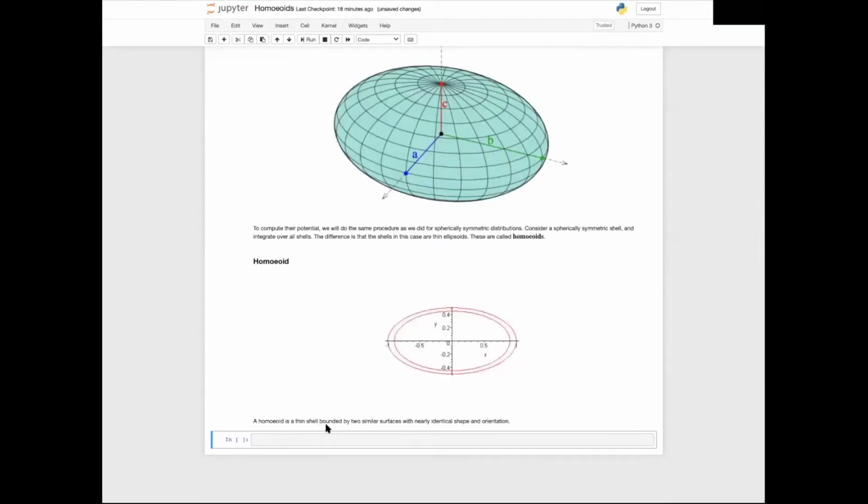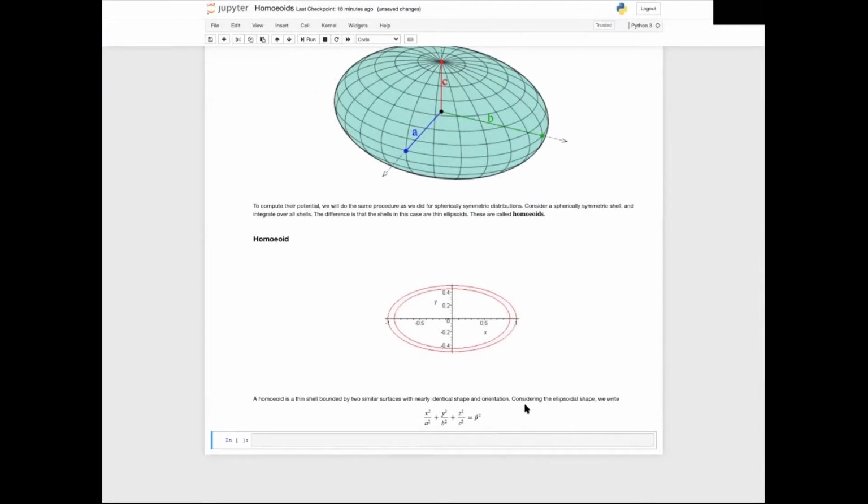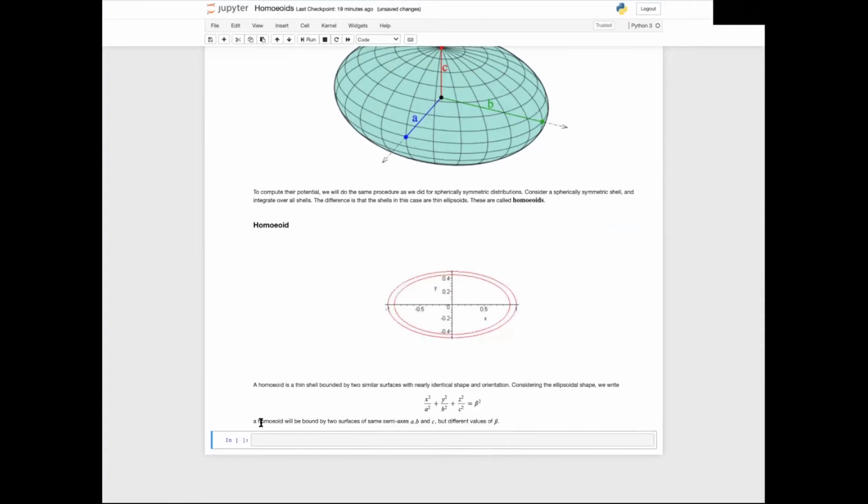A homoeoid is a thin shell that is bounded by two similar surfaces with nearly identical shape and orientation. What is shown here is a cross-section of a homoeoid, like the two-dimensional section of a three-dimensional spherical shell. But in this case, it's a section of a three-dimensional ellipsoidal shell. If we consider the ellipsoidal shape, then we write here the expression for the surface of the ellipsoid, where beta is constant. The homoeoid will be bound by two surfaces of same semi-axes A, B, and C, but having different values of beta. The quantity beta labels the homoeoid.